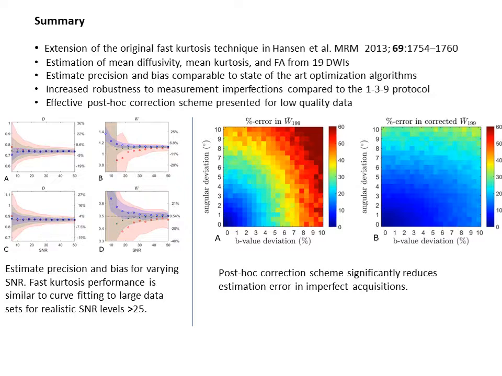We also see that the 199 protocol has increased robustness to measurement imperfections when compared to the 139 protocol, and we present efficient post hoc corrections for datasets that have been acquired with faulty encodings. And such conditions can occur when gradient cross terms cause the b-value to vary among directions, or where maybe encoding directions deviate from the prescribed directions, perhaps due to post-processing, such as co-registration, where B matrices have to be rotated along with the image plane.